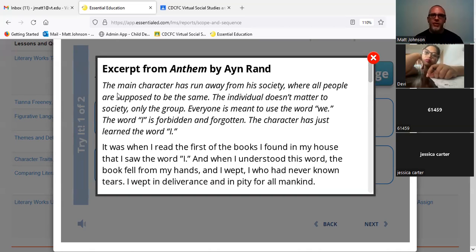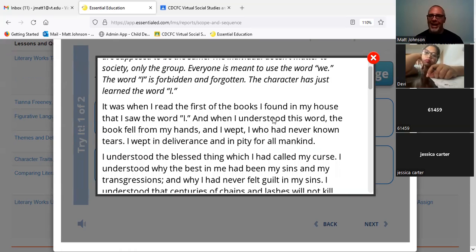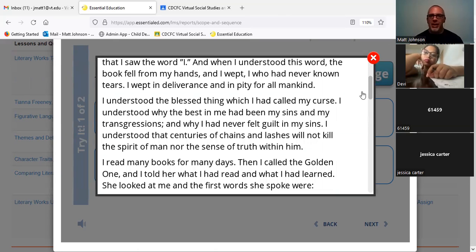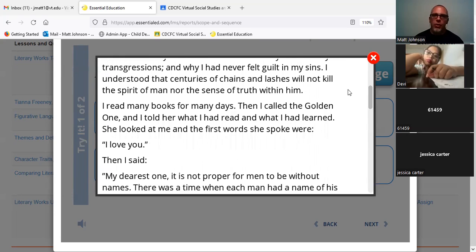It was when I read the first of the books I found in my house that I saw the word I. And when I understood this word, the book fell from my hands and I wept. I, who had never known tears, I wept in deliverance and in pity for all mankind. I understood the blessed thing which I had called my curse. I understood why the best in me had been my sins and my transgressions, and why I had never felt guilt in my sins. I understood that centuries of chains and lashes will not kill the spirit of man, nor the sense of truth within him.